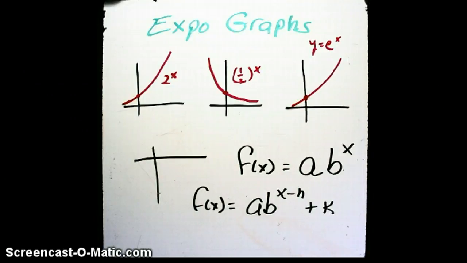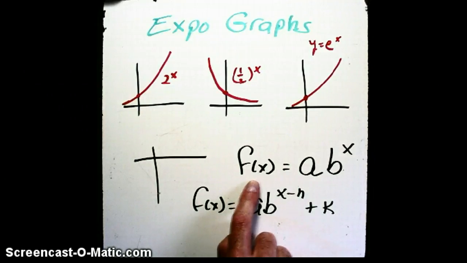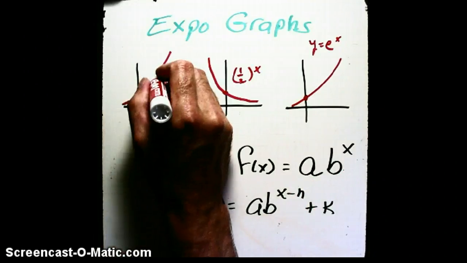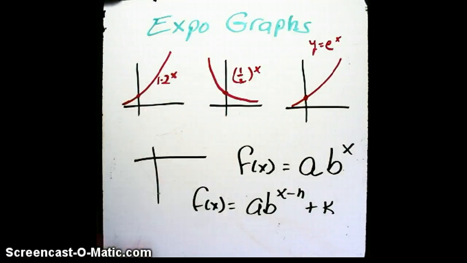Now, the question is, okay, so I gave you a general function. F of x is equal to some constant times the base to a power. In this case, it was really 1 times 2 to the x. Are you telling me that we could take that function and move it to the left and to the right, up and down? We could flip it and we could stretch it, and the answer is yes, we can. So keep that in mind.